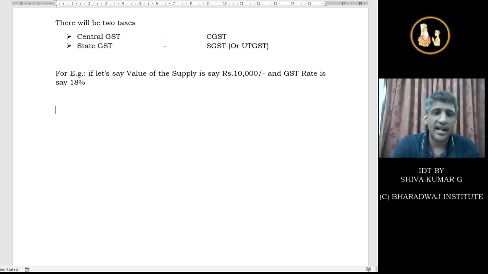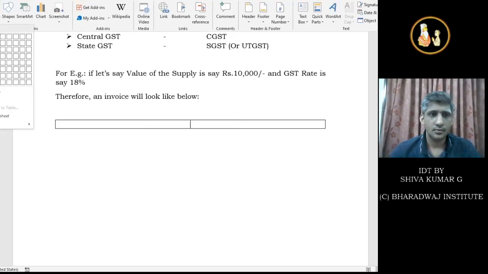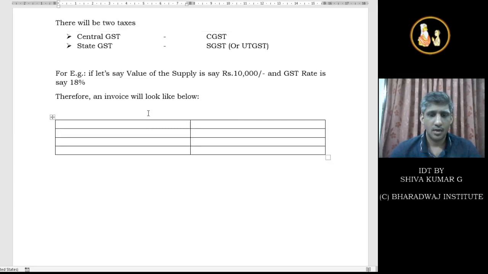So the GST rate is let's say 18%. How will an invoice look like? An invoice will look like below. Let's insert a table with particulars and amount in rupees. What is the value of the supply? Value of the supply is 10,000.